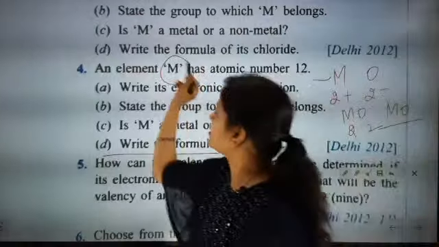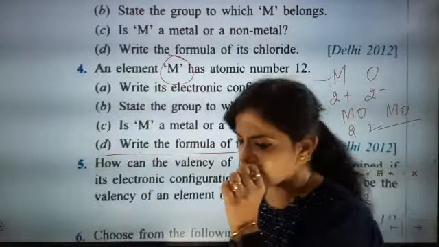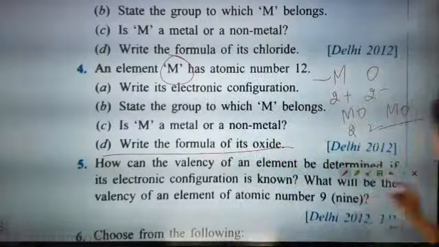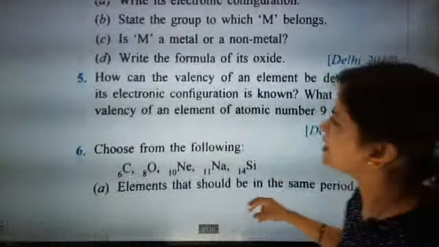They said this element is M, so you have to give the answer in terms of M. They said the name of the element as M, so you have to give the answer as M. We'll go for the next question.